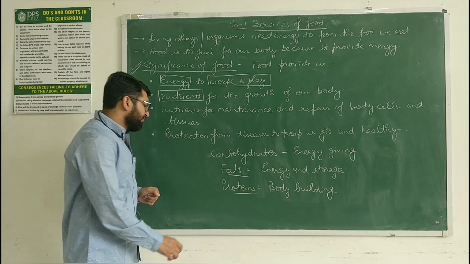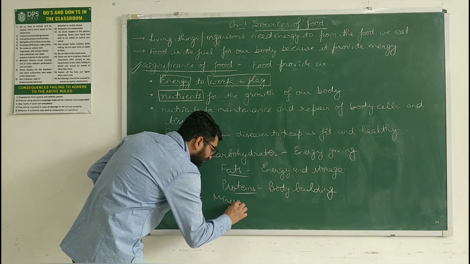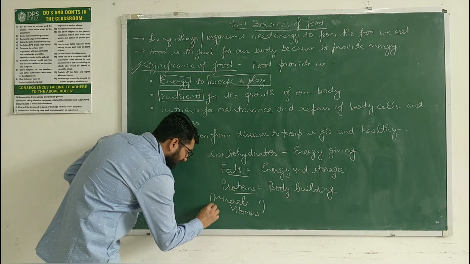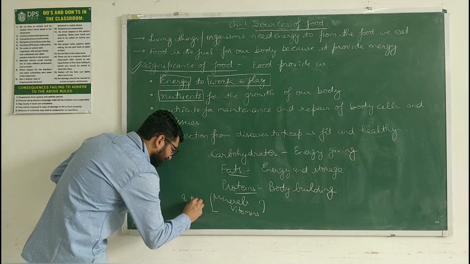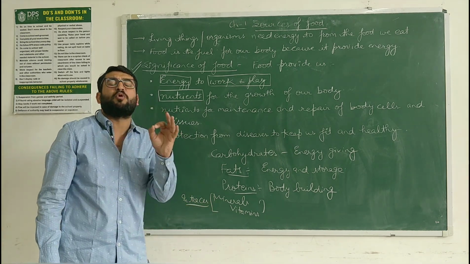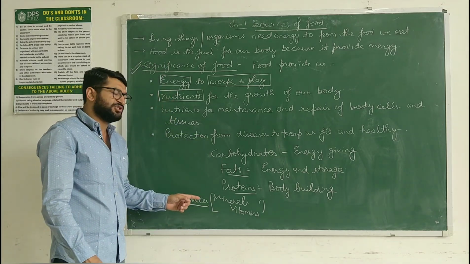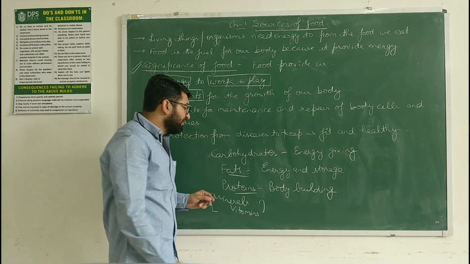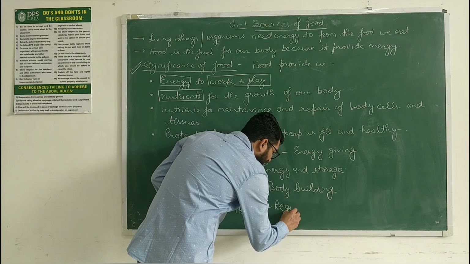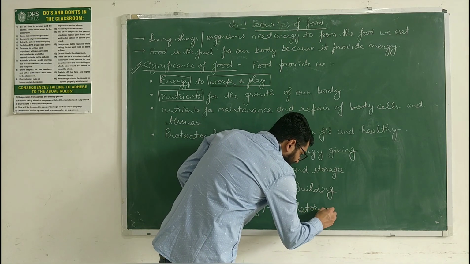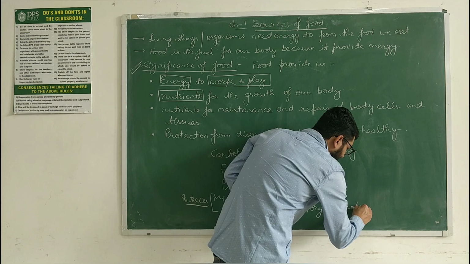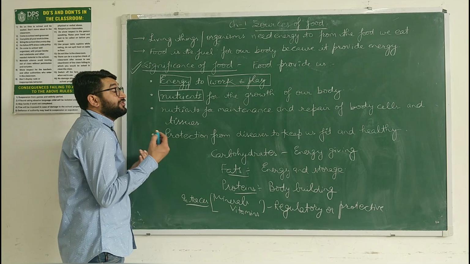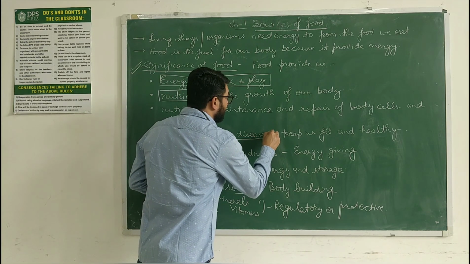Rather than these, we require certain minerals and vitamins. These are required in traces. Traces means very, very small amount. Their quantity which is required by our body is very less. These minerals and vitamins are known as regulatory or protective nutrients, as they protect our body from the foreign pathogens, from the disease-causing microorganisms.